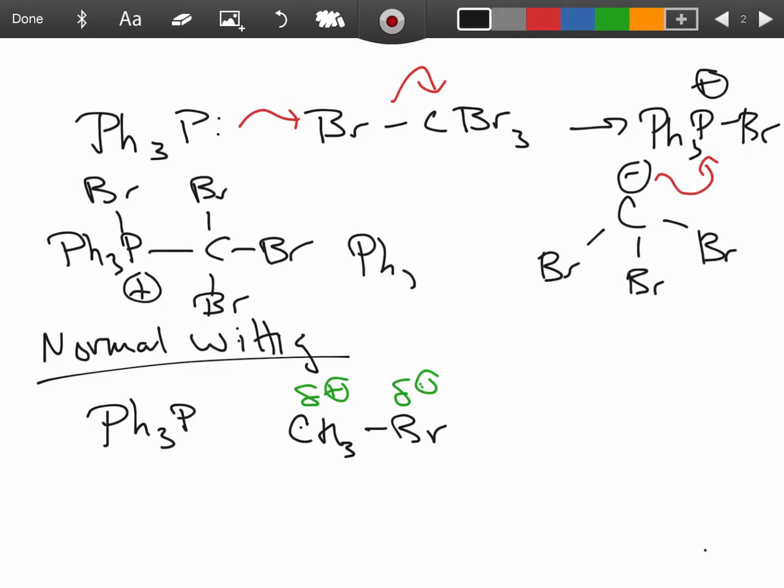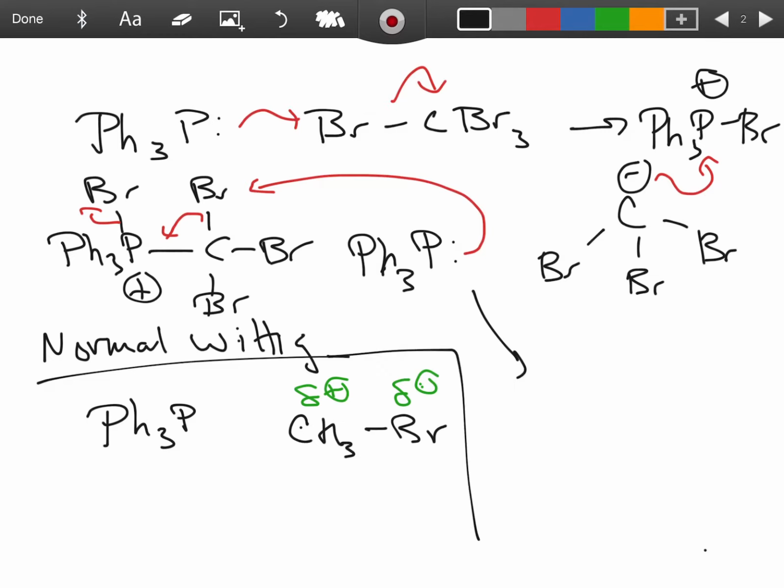And then another triphenylphosphine. So that got really squiffy. Another triphenylphosphine can attack, push electrons down, and kind of ran out of space. But in the end, you get triphenylphosphine double bonded to a carbon that has 2 bromines.